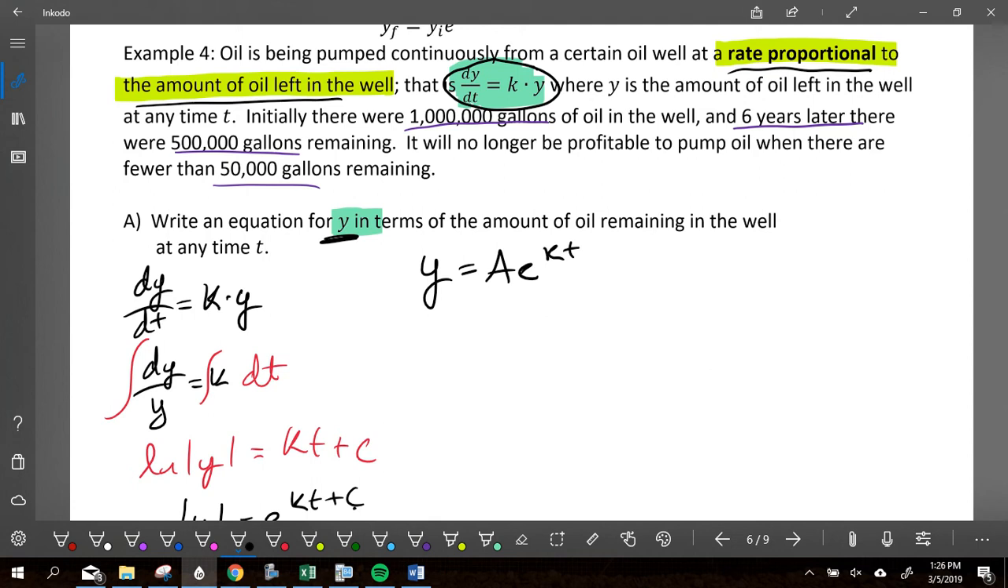Once I've gotten that, now we're going to write an equation in terms of y with the amount of oil remaining in the well at any time t. So t is my only variable that I'm allowed to have, is what they're saying. I want to know how many barrels I have left, or how many gallons I have left at any time t. So I want to figure out an equation with just t. So I need to know a starting amount. How much did I start with? $1 million.